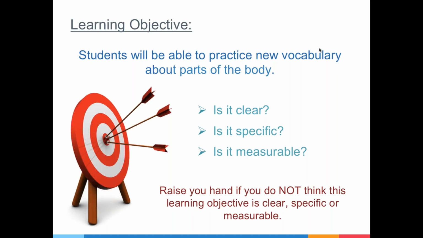So this learning objective says, students will be able to practice new vocabulary about parts of the body. I want you to think, is this clear? Is this specific? Is this measurable? Now, if you do not think this is clear, you do not think this is specific, and you do not think this is measurable, I want you to raise your hand. Again, the learning objective is students will be able to practice new vocabulary about parts of the body. Is this clear? Is this specific? Is this measurable? If you do not think so, raise your hand.